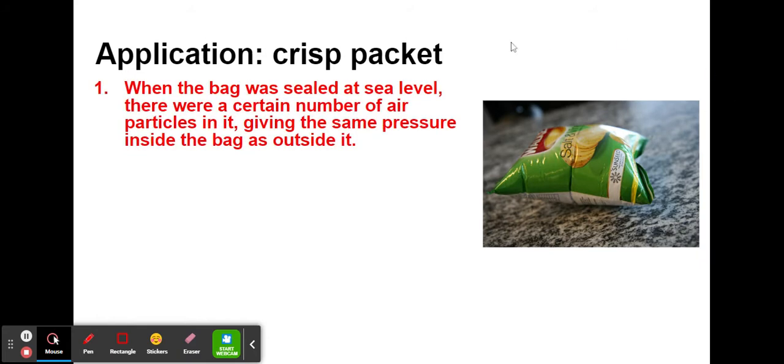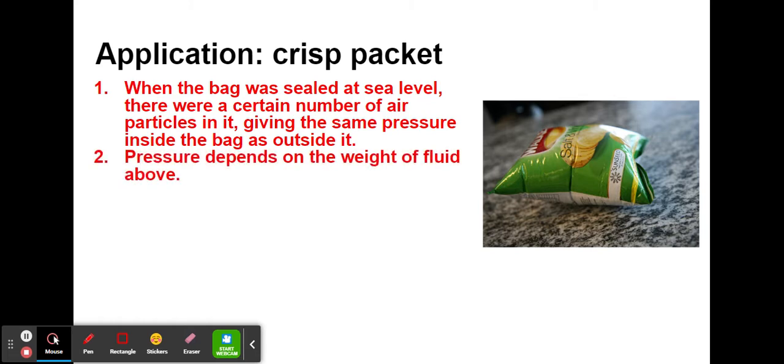So firstly, when we seal this bag at sea level, there's going to be a certain number of air particles in the bag. These particles are going to be colliding with the wall of the container and they're going to be exerting a pressure. However, there's also going to be particles on the outside of the bag that are exerting a pressure on the outside of the packet that is going to be pointing inwards. And because they're equal, nothing's going to happen.